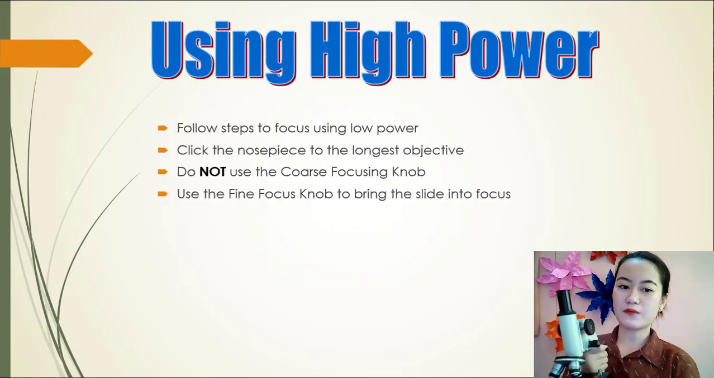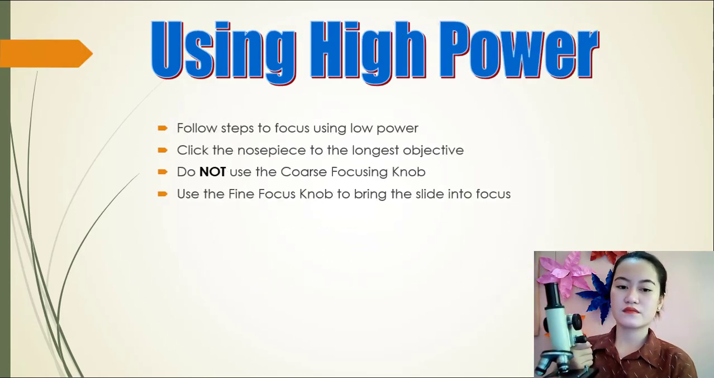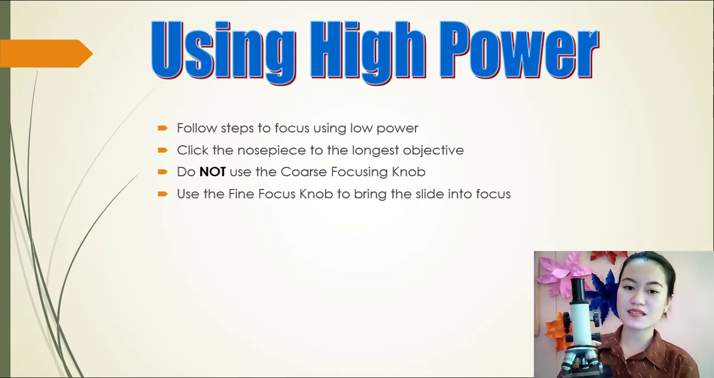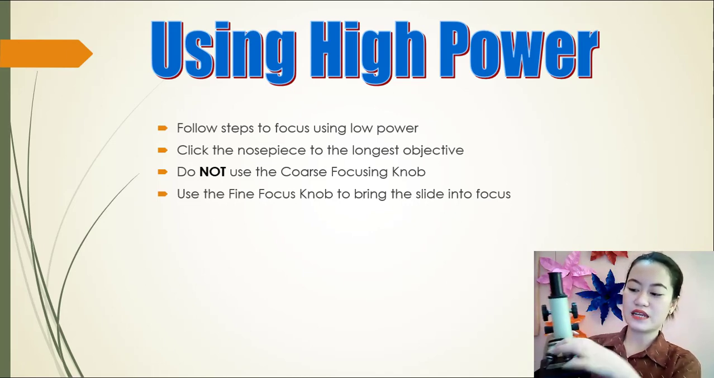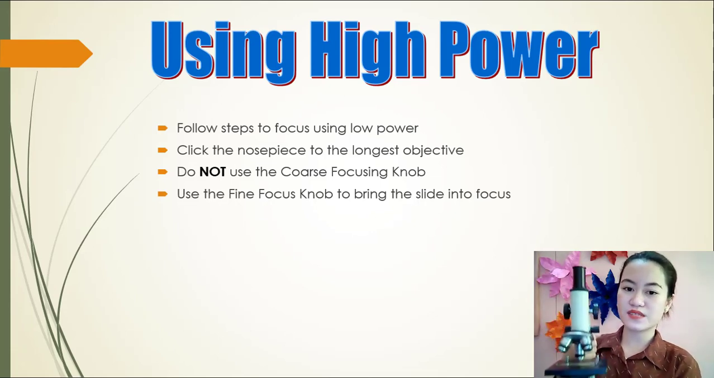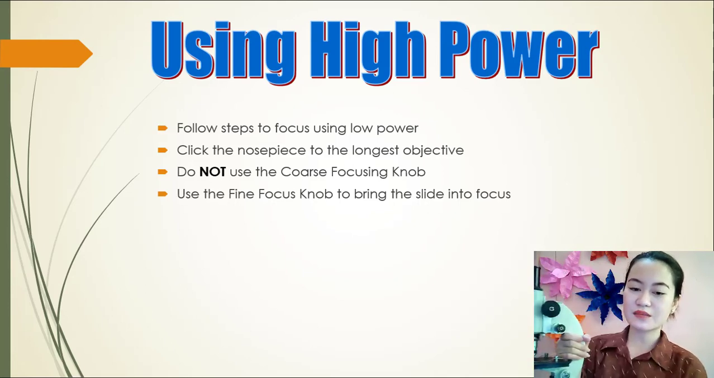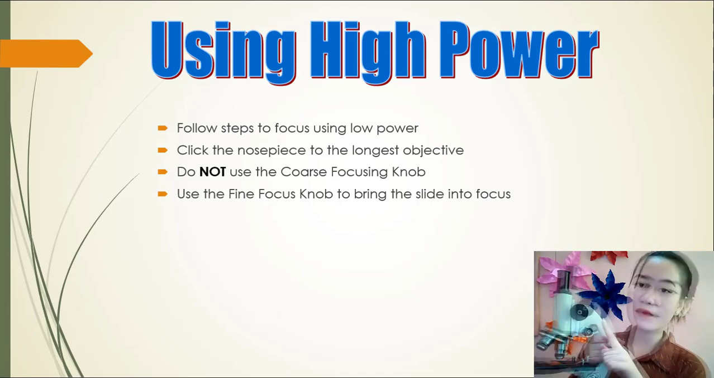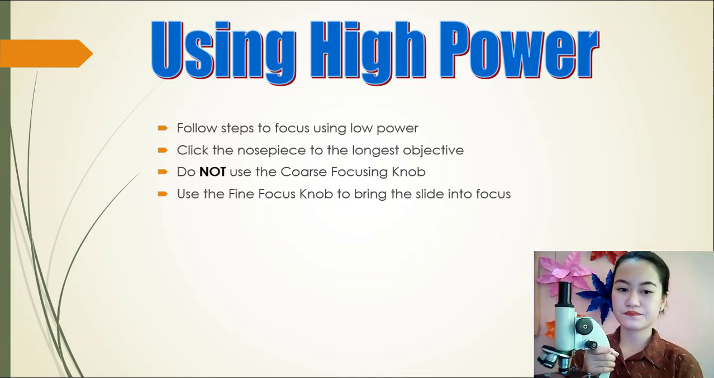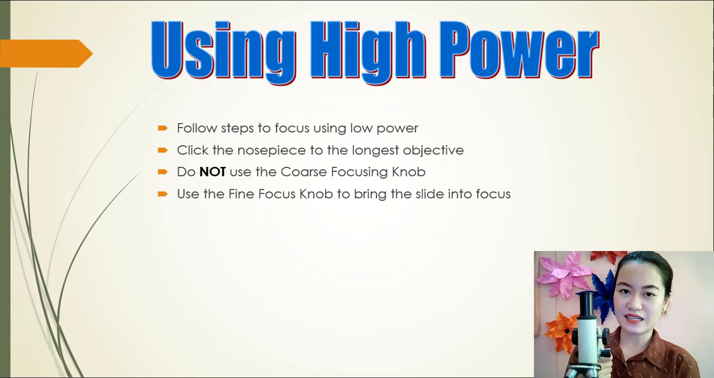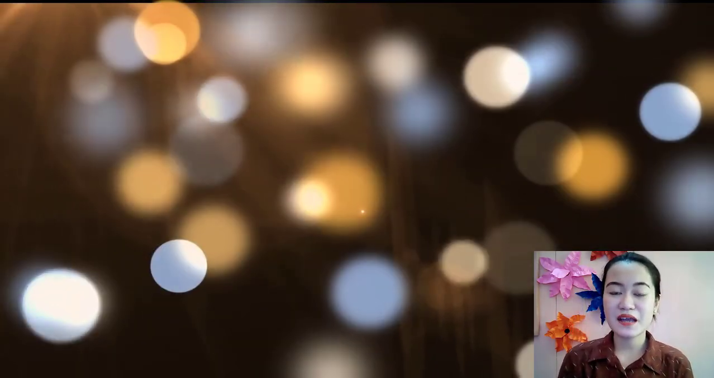How about using high power? The same dun sa pagkuha ng low power. Click the nose piece to the longest objective. Ano natin yung niya? Yung kanyang HPO. Do not use the coarse focusing knob. Huwag gagamitin yung coarse. Anong gagamitin natin? Use the fine focus knob. Ito ang gagamitin natin na high power objective. Okay, and there you have it. Nakikita na natin yung image na gusto natin. You can see now the image under the microscope.